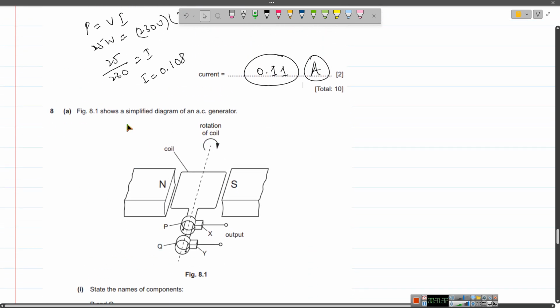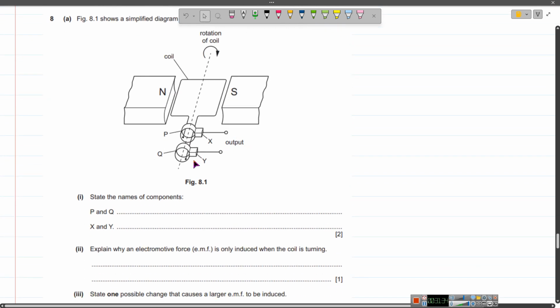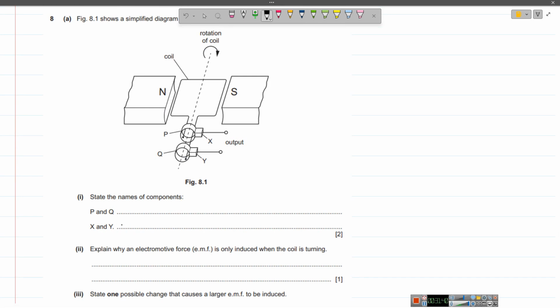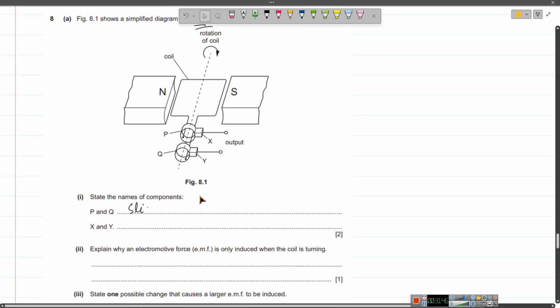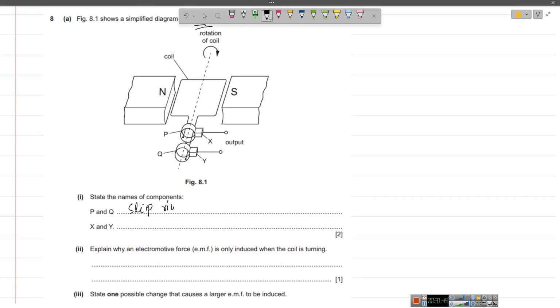State this simplified diagram of an AC generator, right? State the names of the components Q, P, and X and Y. Q and P are called slip rings because it's an AC generator. In AC, we have slip rings. So these are rings that they're pointing at. These are called slip rings. And X and Y are called carbon brushes, or brushes in general.